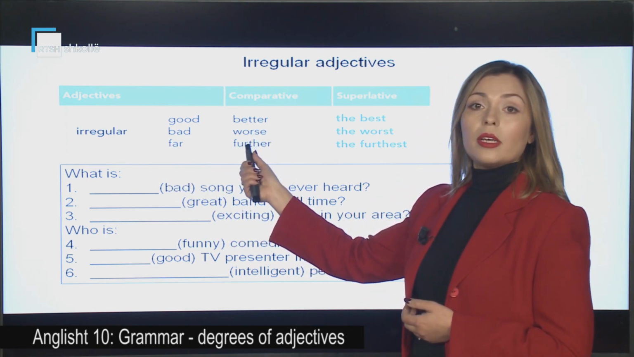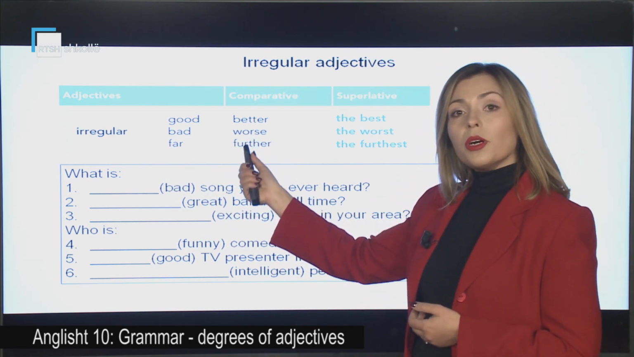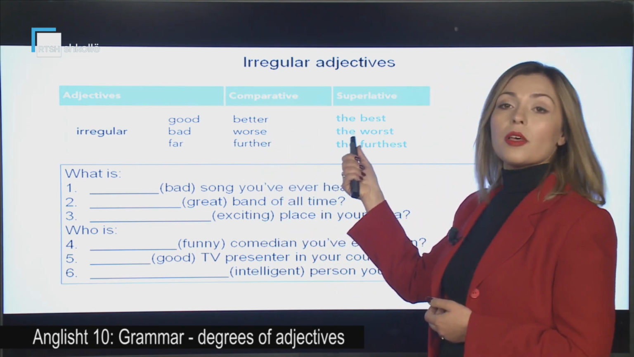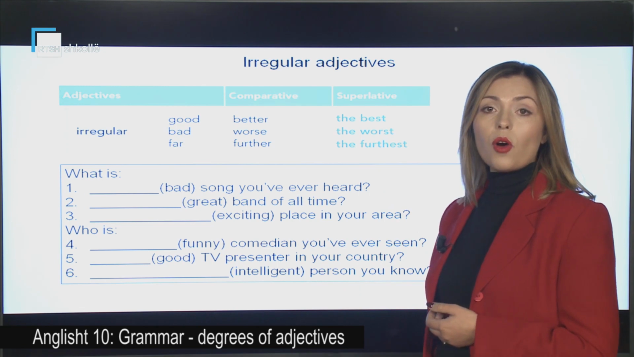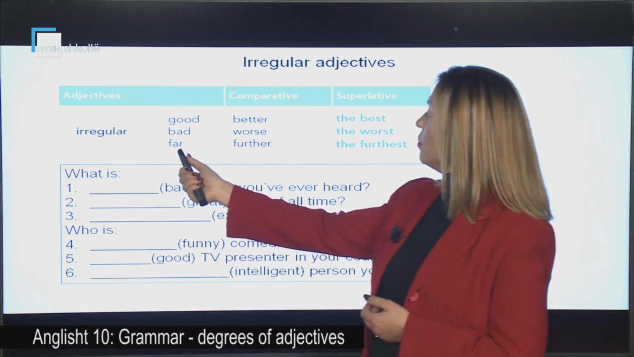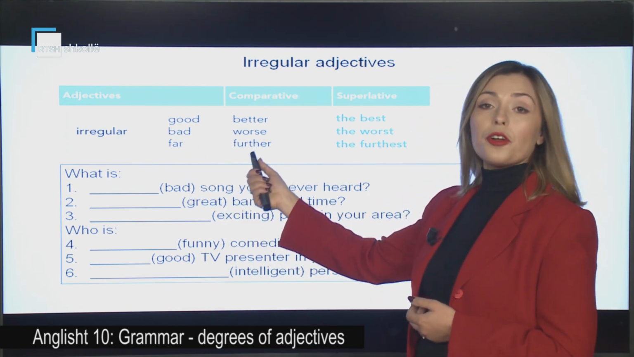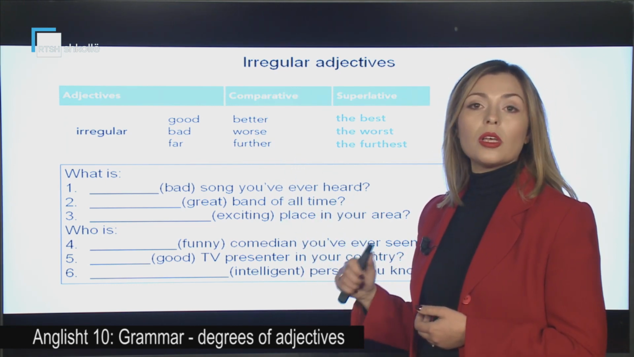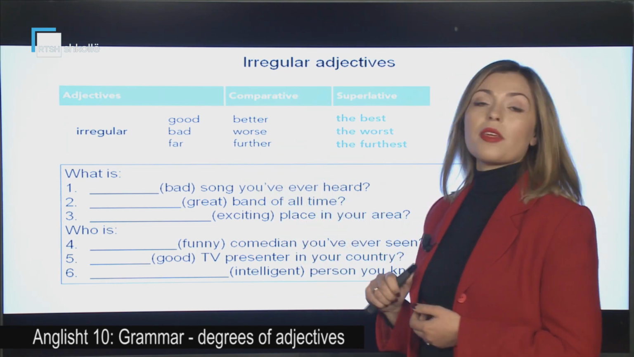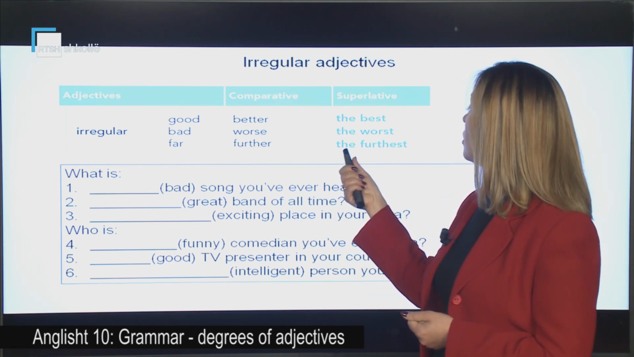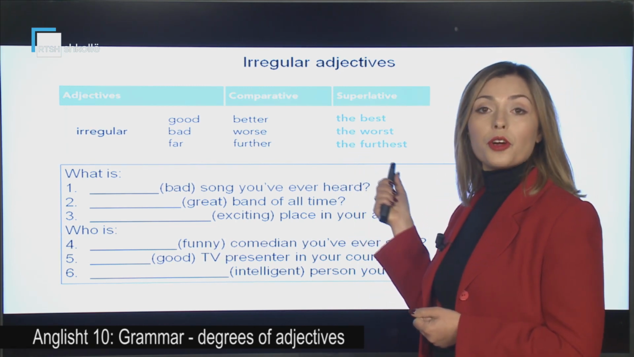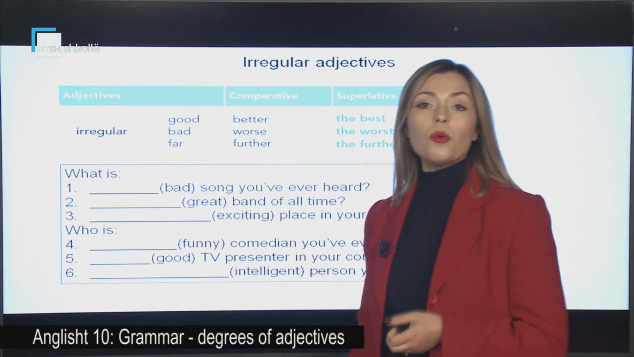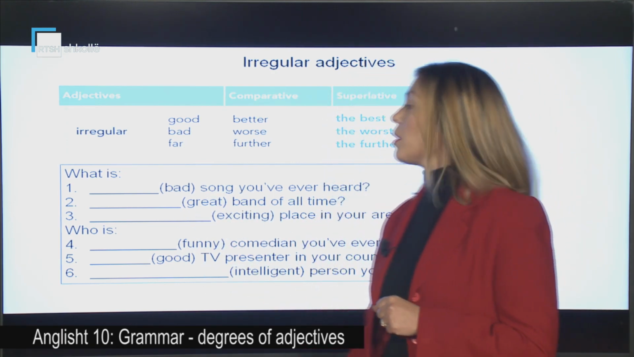This book or this film is worse than the other film, or this film is the worst of all. And far, further than. This, for example, house is further than the other house. And which is the furthest? Okay, let's go and practice a little bit now with the comparative and the superlative.